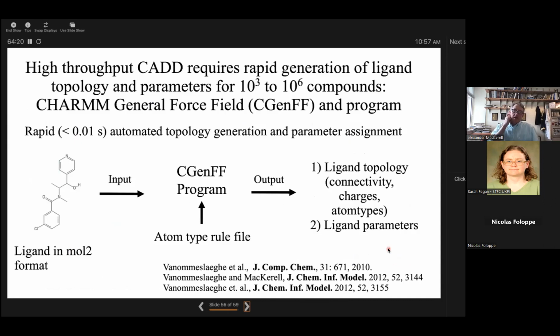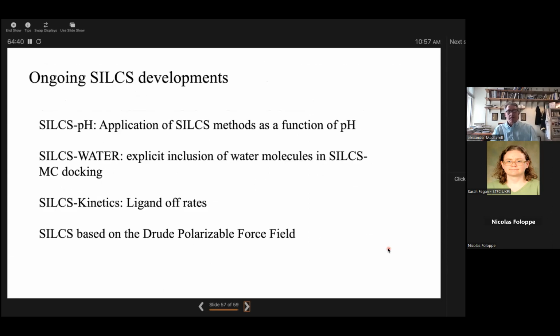And then I just want to emphasize that we use the CGenFF program to just generate all of the topologies and parameters and then input that into the SILCS calculations. So basically the topology parameters all just disappear. It's all automated, and you do your SILCS calculations and get your results, and then you just regenerate all of that in the future if you move it.